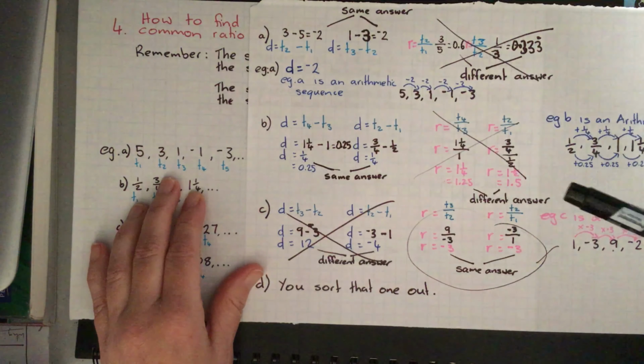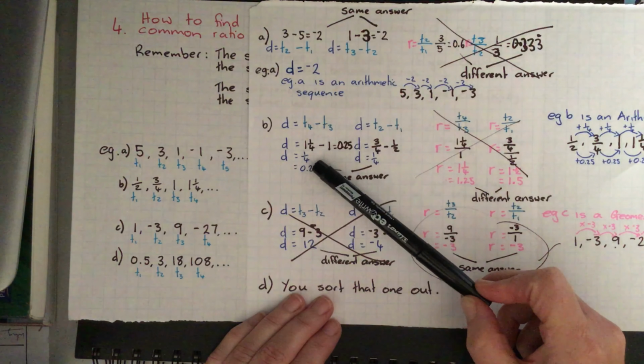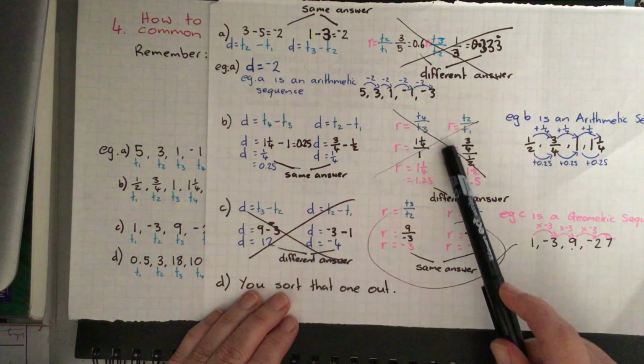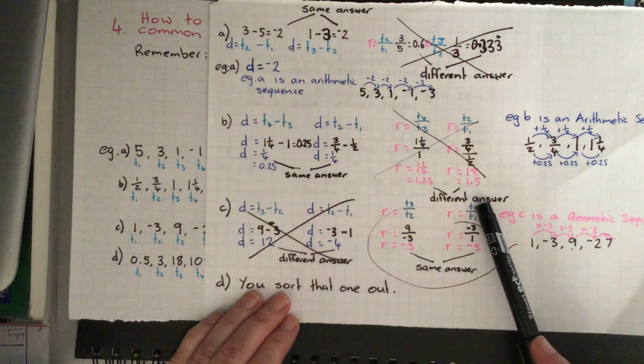I discovered that sequence B was also arithmetic because I got 1 1/4 take away 1 gave me 0.25. That was term 4, take away term 3. 3/4 take away 1/2 also gave me 1/4, or 0.25. Same answer. It was definitely arithmetic. When I tried to do it geometrically and divided them instead, I got 1.25 and 1.5 respectively. They're different. I trialled it in the sequence. I added 1/4 each time, or 0.25, and it worked.